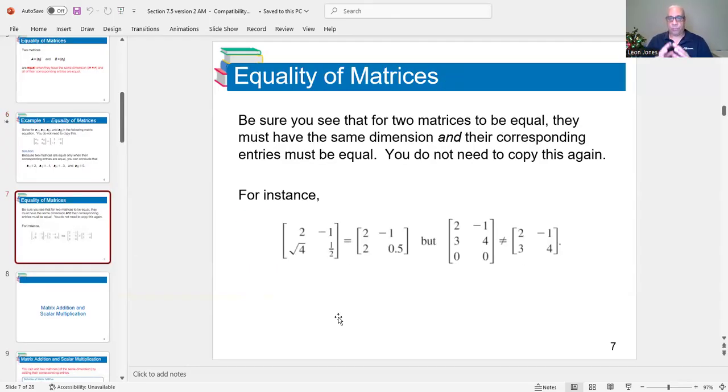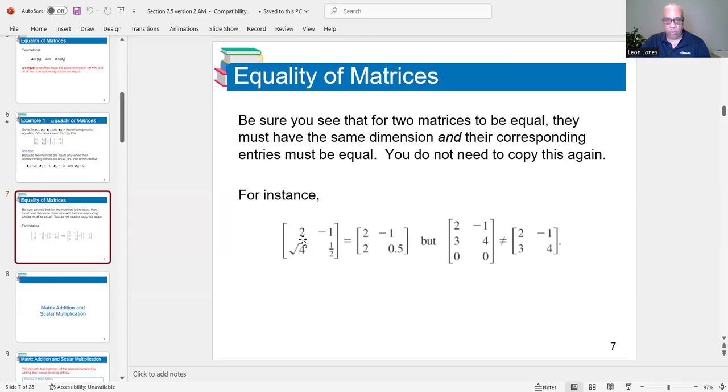Now, this is what you need to understand as well. Dimensions. Be sure you see that for two matrices to be equal, they must have the same dimension, just as I have spoken before, and their corresponding entries must be equal. And here's what I'm talking about. You have 4 items here, and you have 4 items here.